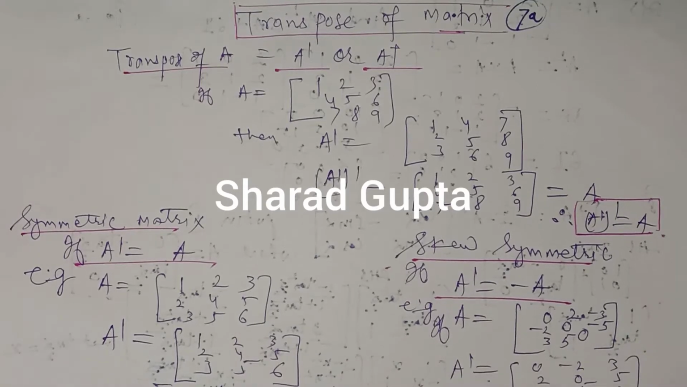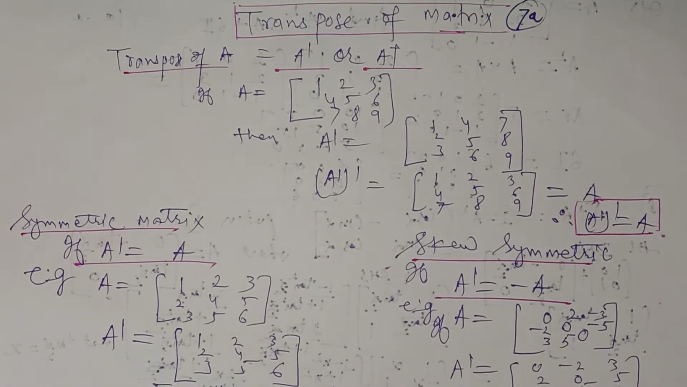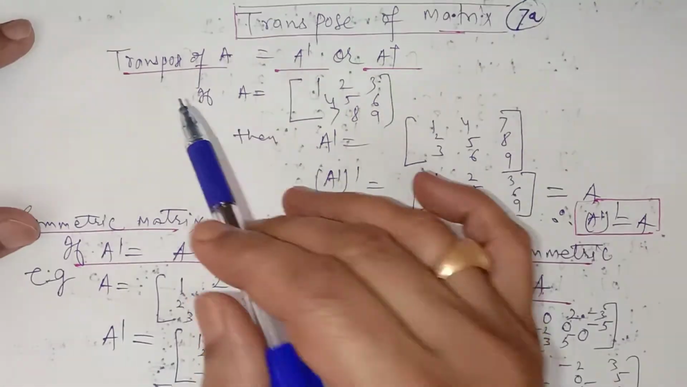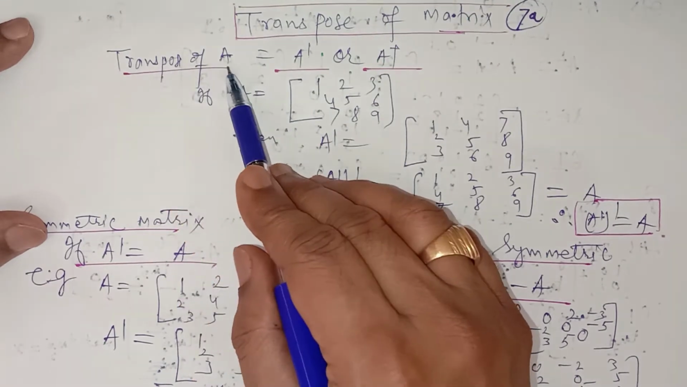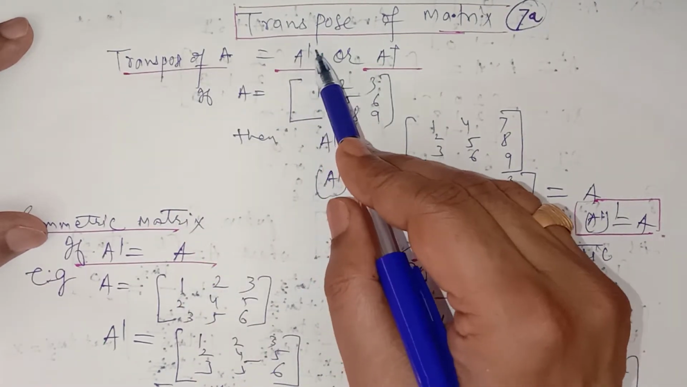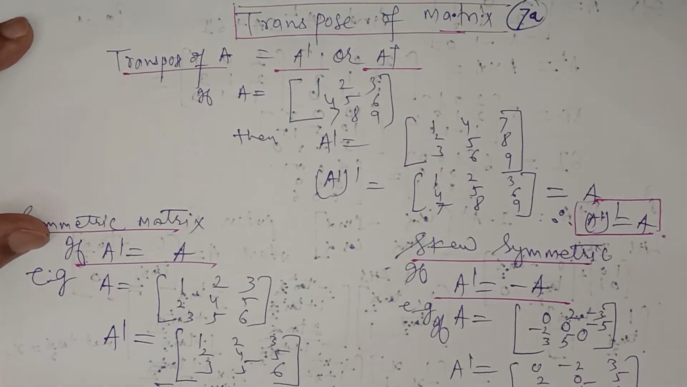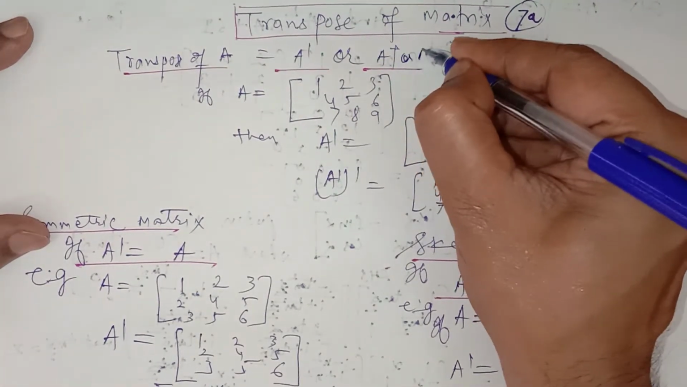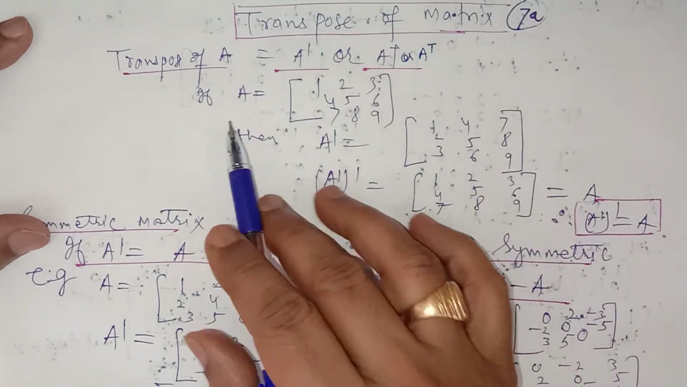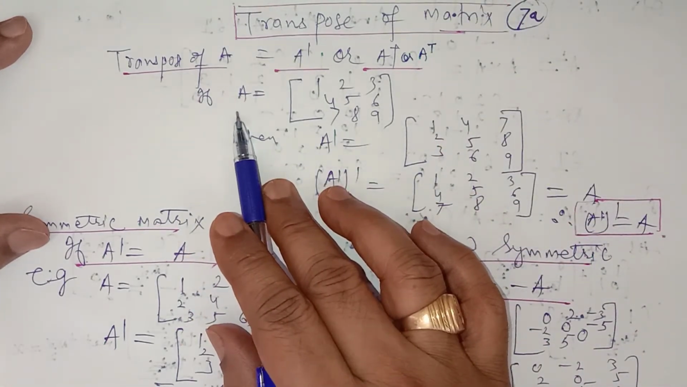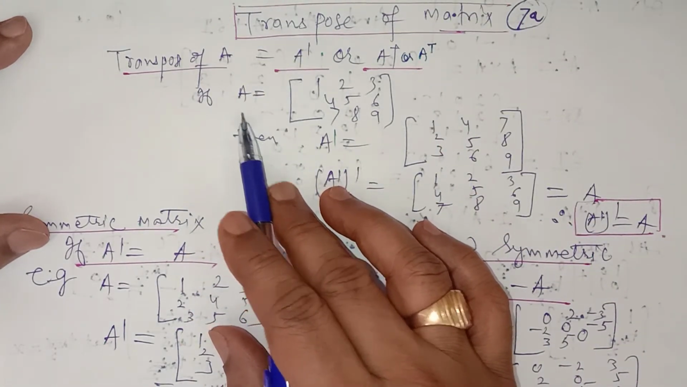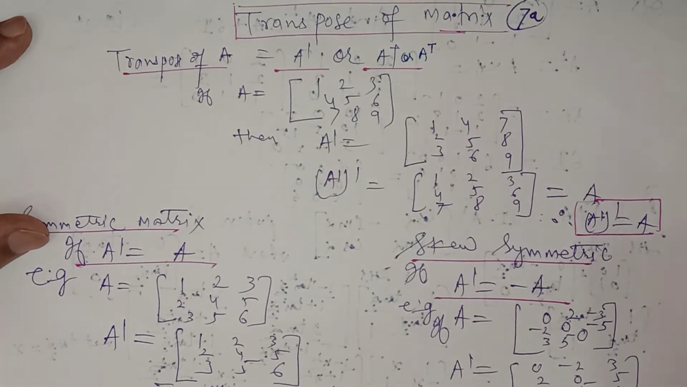This is lecture number 4 for the chapter Matrices of class 12th, and we are starting with the topic transpose of a matrix. Now, what is the meaning of the transpose of a matrix? The transpose of the matrix A is denoted by this dash sign or A^T, like this, A power of T. The transpose of a matrix means to interchange the rows into columns and columns into rows.